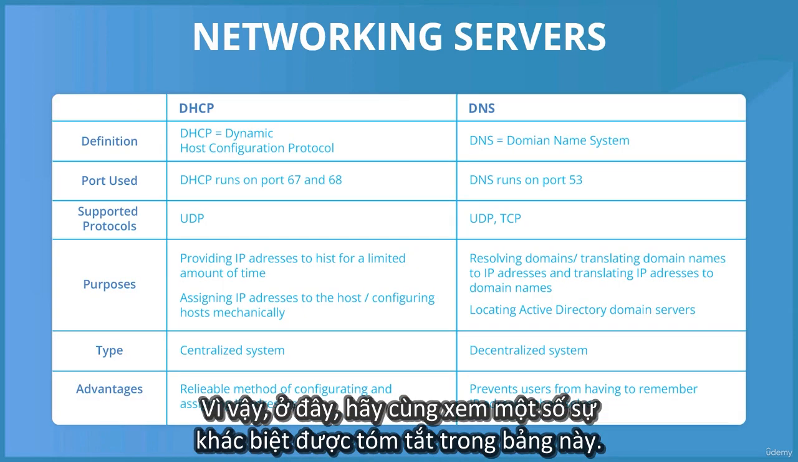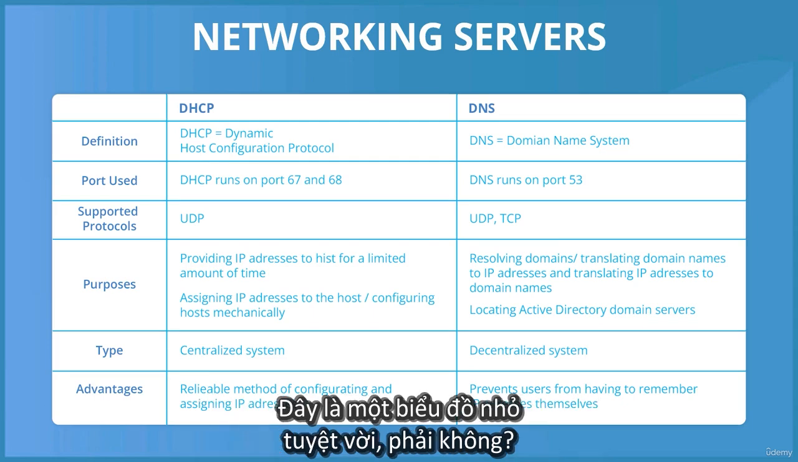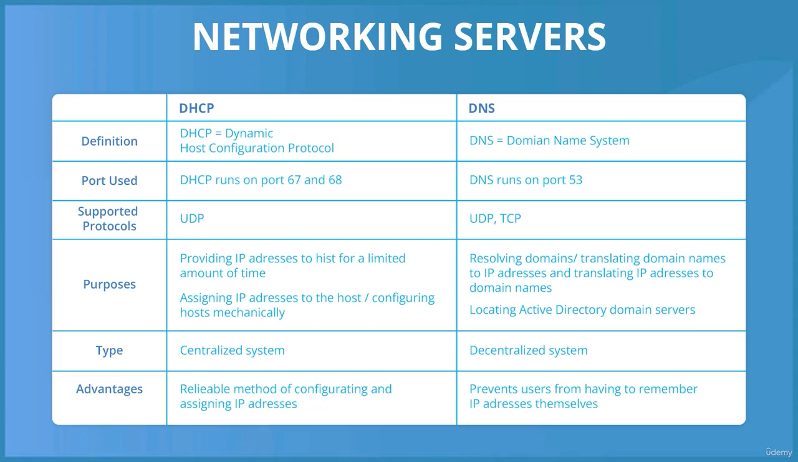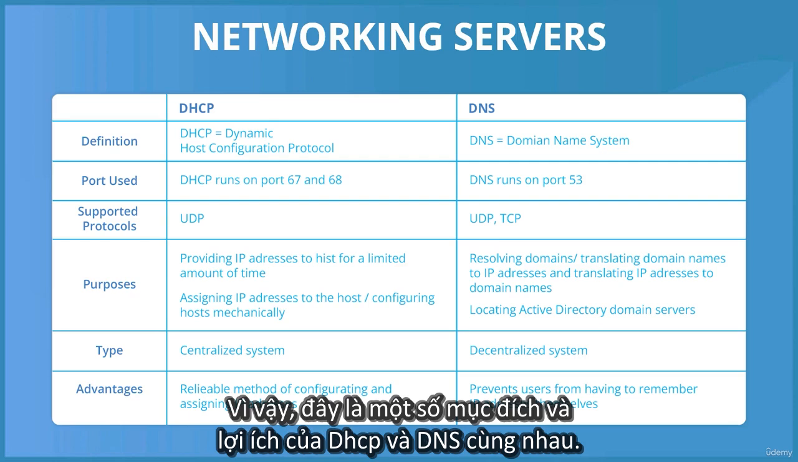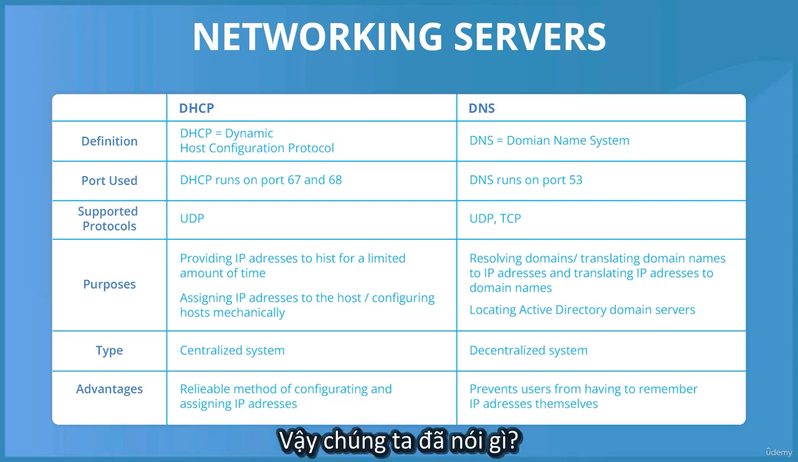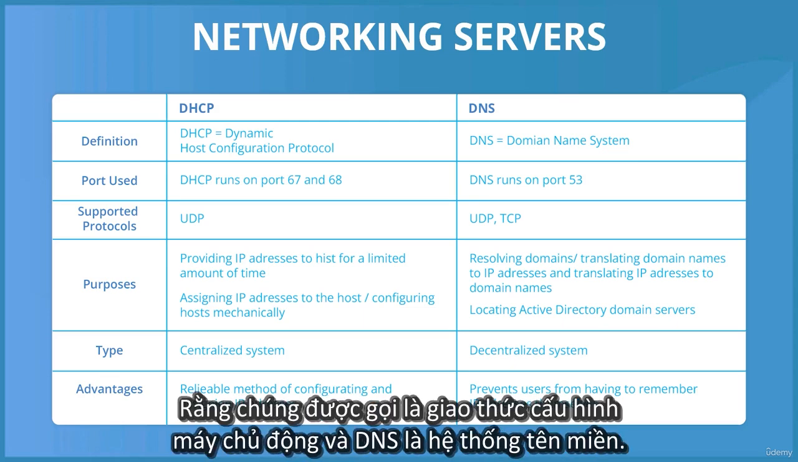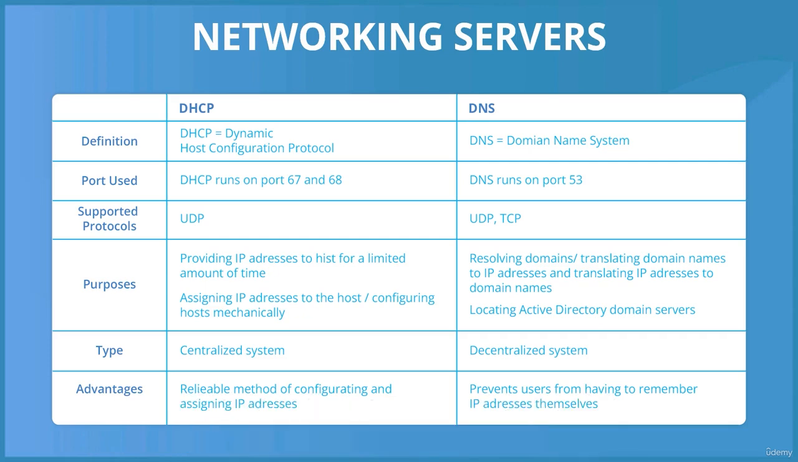So here, let's go over some of the differences, summarized in this table. It's a great little chart here, huh? So here are some of the purposes and the advantages of DHCP and DNS all together. So what did we say that they were called? Dynamic Host Configuration Protocol, and DNS is the Domain Name System.